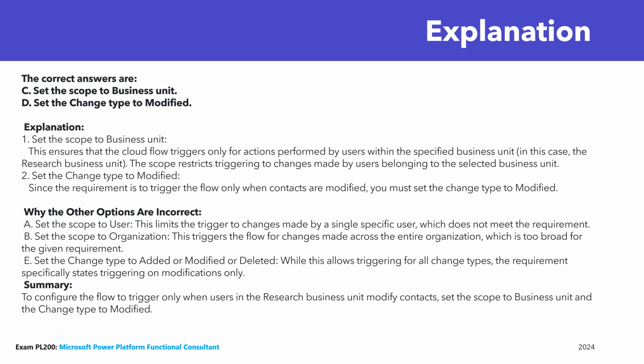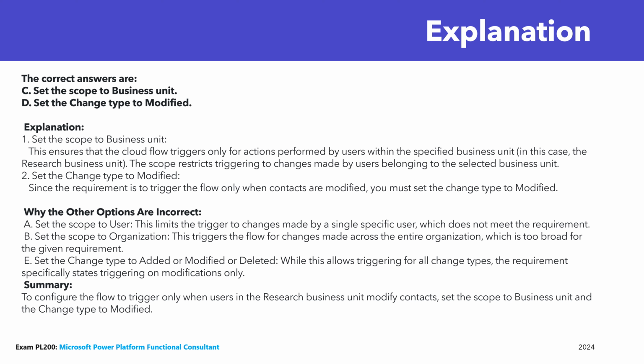The correct answers are C. Set the scope to business unit. D. Set the change type to modified. Explanation. 1. Set the scope to business unit. This ensures that the Cloudflow triggers only for actions performed by users within the specified business unit. In this case, the research business unit. The scope restricts triggering to changes made by users belonging to the selected business unit.